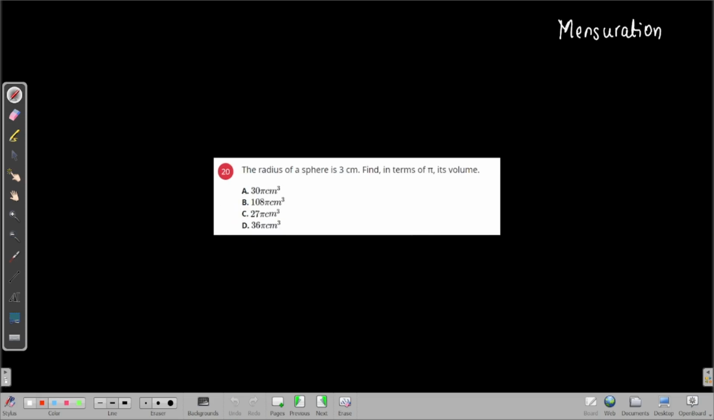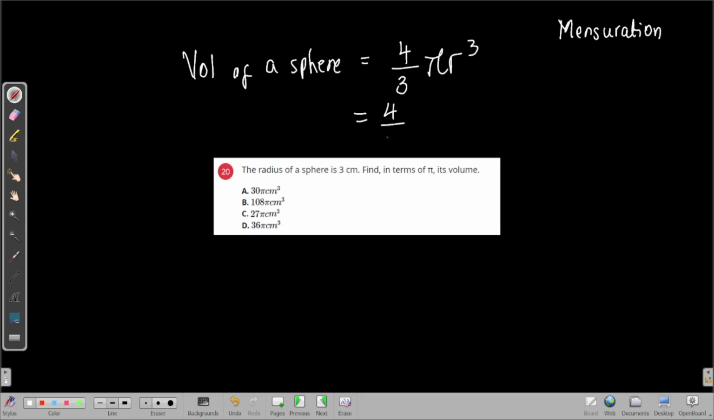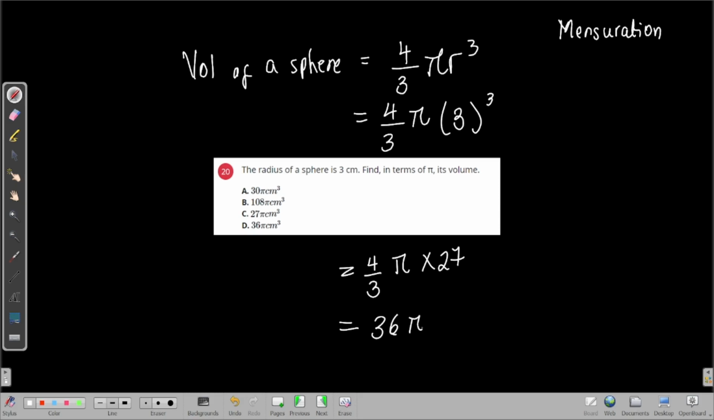The radius of a sphere is this. Find the volume. Oh, the volume of a sphere. This is under mensuration. The volume of a sphere is what? 4/3 pi r cubed. We're not given any value of pi, so when you evaluate that, you're going to get 36 pi. Now remember the units for volume: centimeter cube or meter cube. Okay, that's option D.